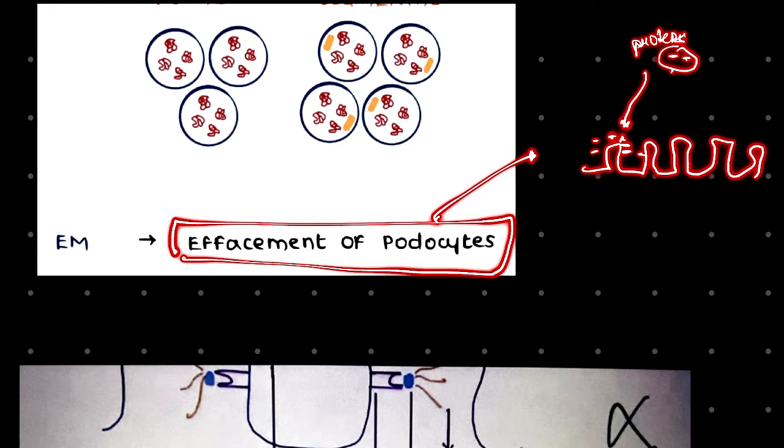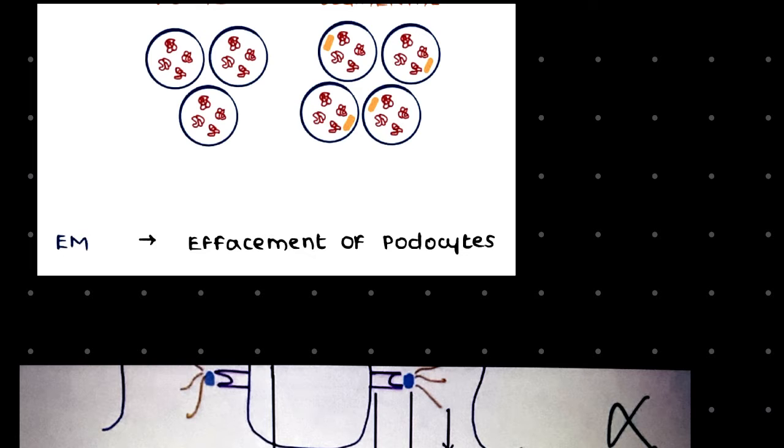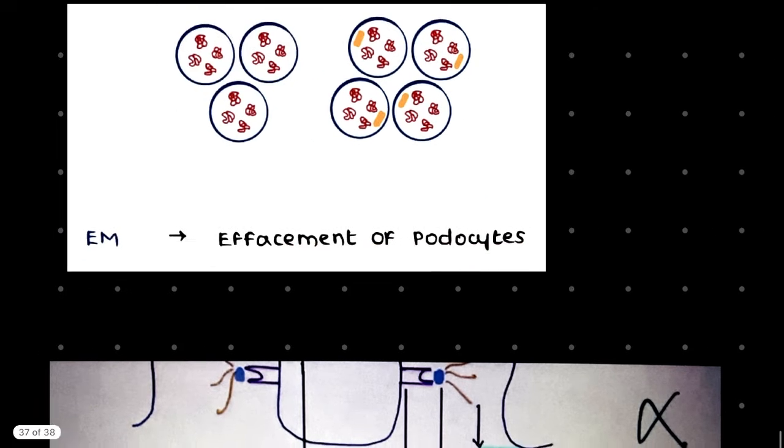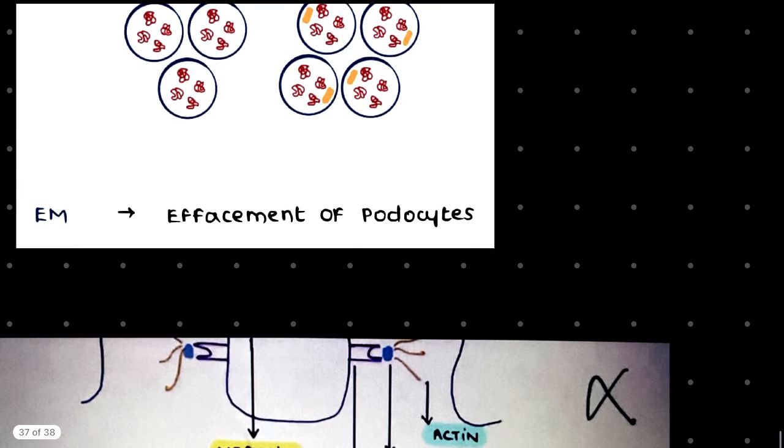But here these podocytes will get damaged. That means there will be a structure like this. If these podocytes are damaged, then there will be no negative charge, because of which the proteins which were repelled by negative charge will now get filtered. So the effacement of podocytes causes proteinuria.